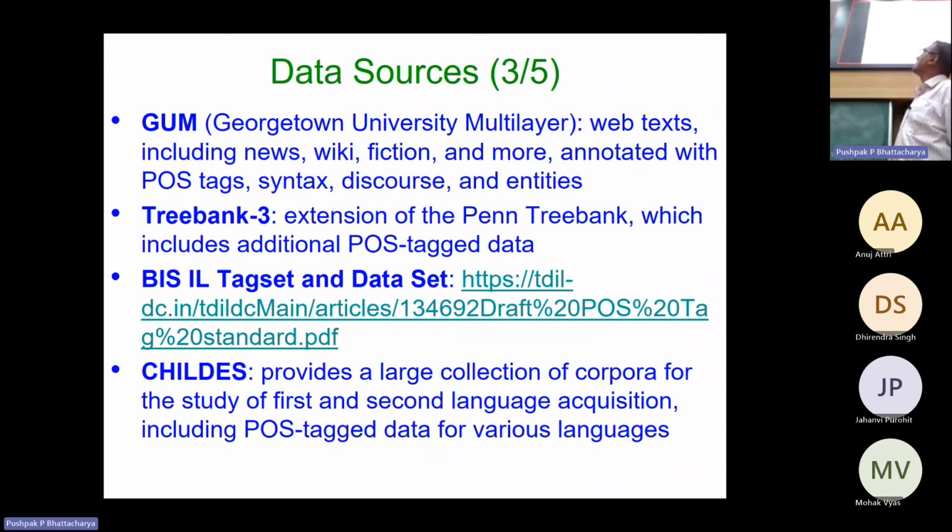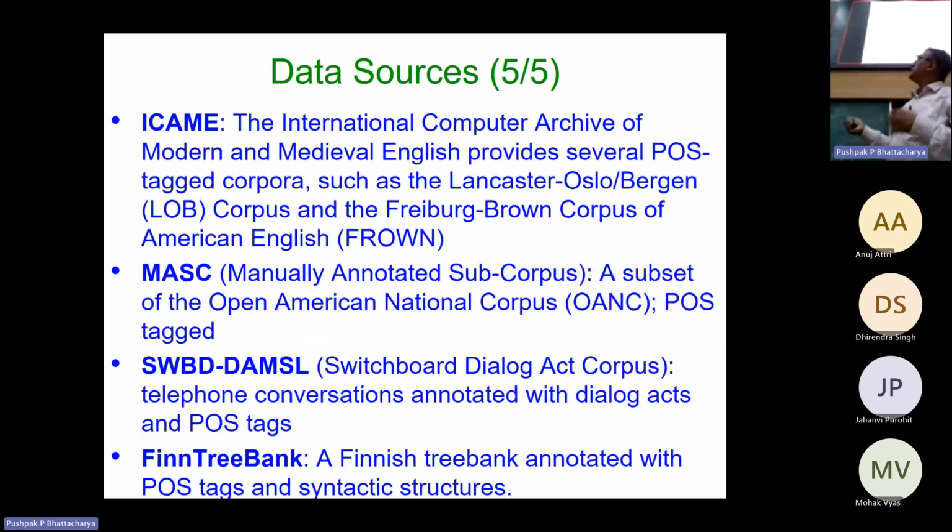Then GUM is the Georgetown University multi-layered corpus. Treebank 3 is an extension of Treebank. This is our contribution, the BIS tag set and data set. So Indian languages also needed a POS-tagged corpus. So many groups from India, including IIT Bombay, designed the POS tag set as well as the dataset. CHILDES is a large collection of corpora for the study of first and second language acquisition. And so on and so forth. This corpus is very famous. Switchboard DAMSL is used in ASR as well as POS tagging, and so on.